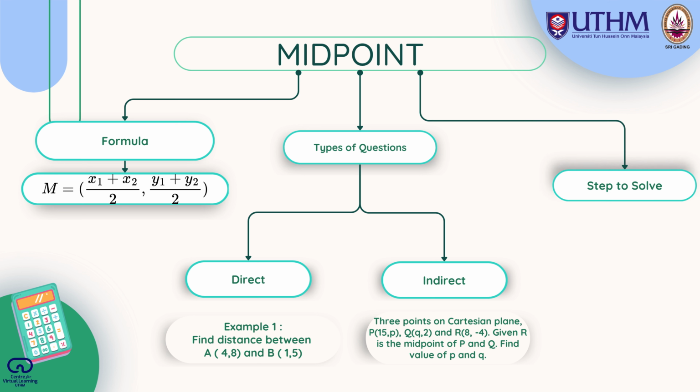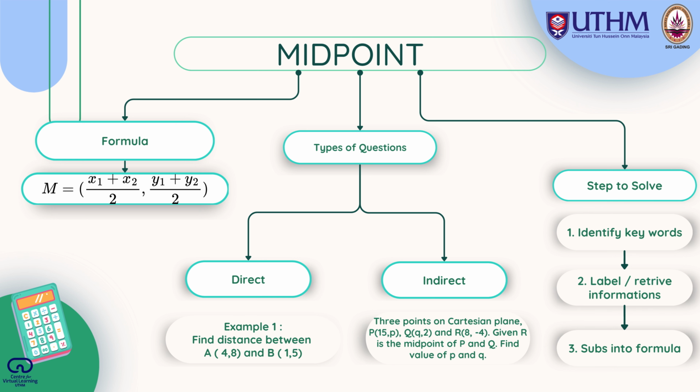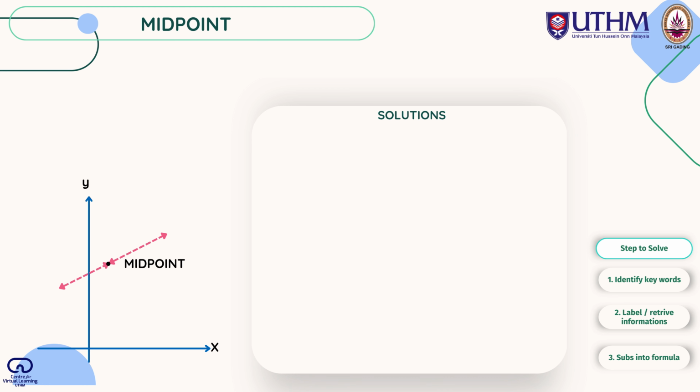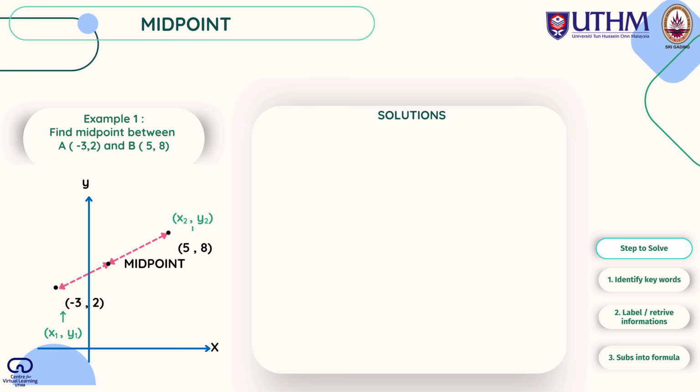We identify the keywords and values given. Next, label or retrieve the coordinates. And third, substitute into the formula and solve. Let's try a direct example. Find the midpoint of a line segment with endpoints (-3, 2) and (5, 8). We use the formula M equals ((-3 plus 5) over 2, (2 plus 8) over 2). And we solve the values, so the midpoint is (1, 5).